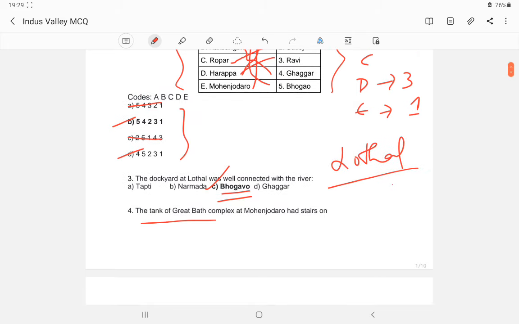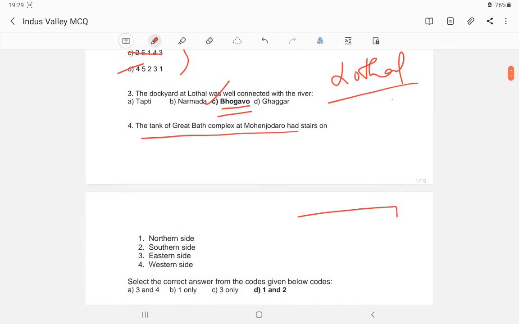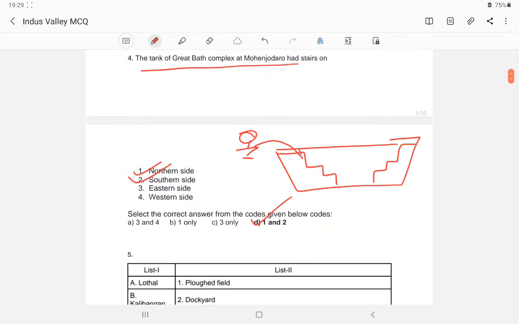Next, the tank at the Great Bath of Mohenjo-daro has stairs. The Great Bath tank is the swimming pool of Mohenjo-daro. Stairs means steps, and the water, the swimming pool, is below. As we are looking from the top, the swimming pool is there, with stairs on the northern and southern sides. So the answer is 1 and 2.